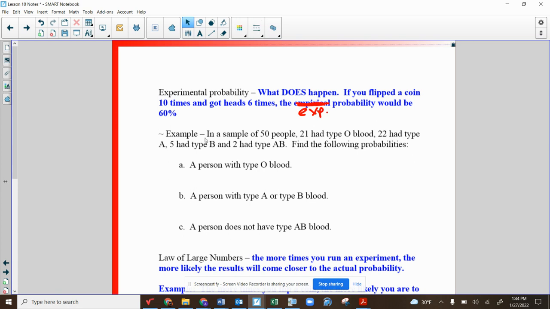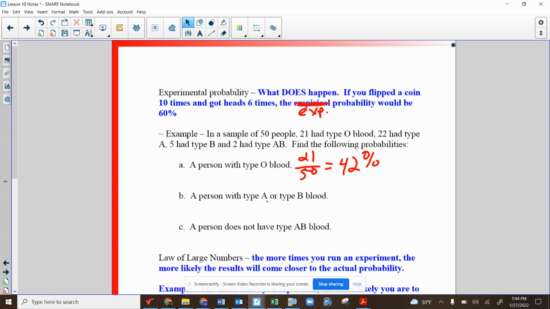All right, so let's use this example. In a sample of 50 people, 21 had type O blood, 22 had A, 5 had B, and 2 had type AB. Find the following probabilities. So a person has type O blood. Out of the 50 people, 21 of them have O blood, so that'd be 42%.